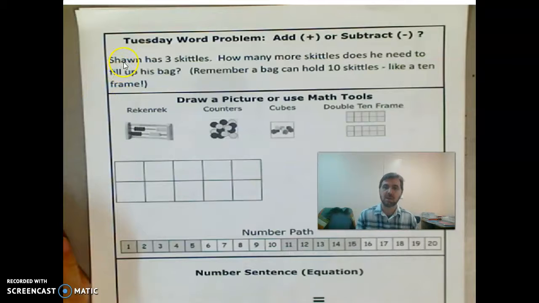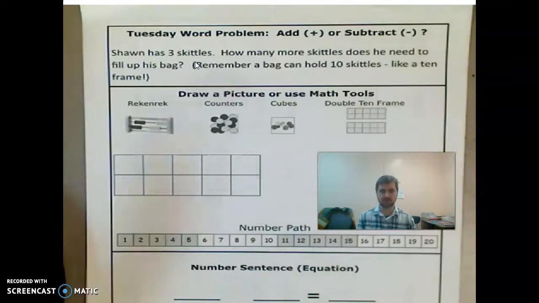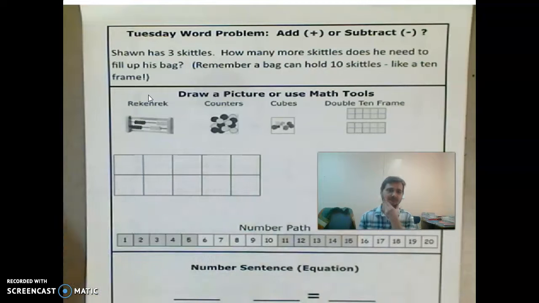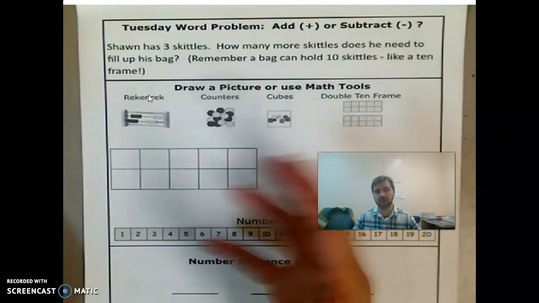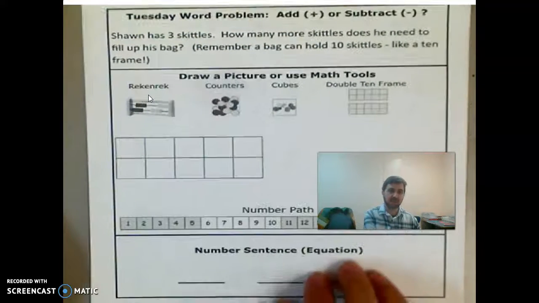It says, Sean has 3 Skittles. 3 little Skittles. How many more Skittles does he need to fill up his bag? Remember, a bag can hold 10 Skittles, like a 10 frame. There are a lot of ways to solve this problem. I want you to find at least one way to do it. If you already know the answer, that's great, but show one way that you could do it, some kind of drawing or something. Maybe use the number path and then write your equation.